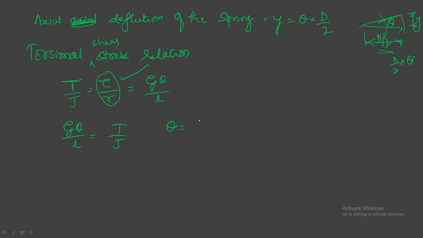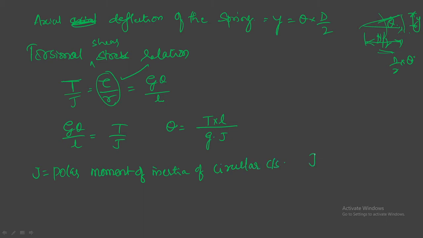So what will we get? T into L divided by G into J. Okay, G into J. Right? J is what? Polar moment of inertia of circular cross section. Okay, let us substitute J equal to polar moment of inertia of circular cross section.